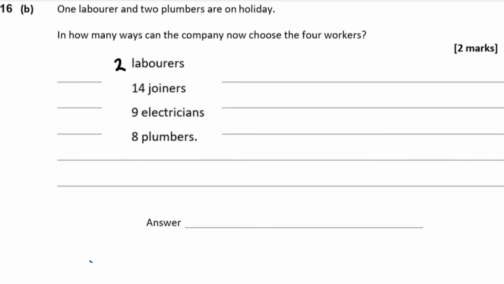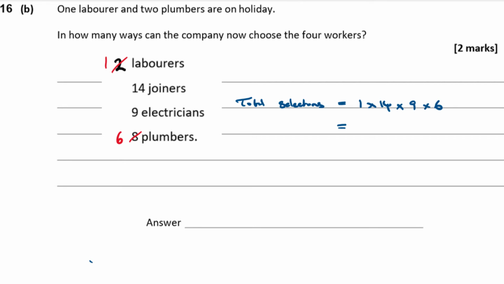Question 16b. 1 labourer and 2 plumbers are on holiday. In how many ways can the company now choose the 4 workers? Okay, well, if 1 labourer is away, so now we haven't got 2 to pick from, we've only got 1. And then if 2 of the plumbers are away, then we haven't got 8 to pick from, we've only got 6. So now the total selections are going to be 1 labourer, 14 joiners, 9 electricians, 6 plumbers.